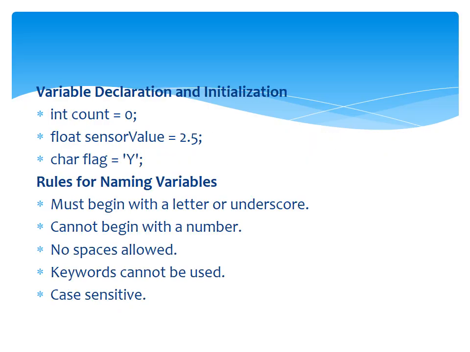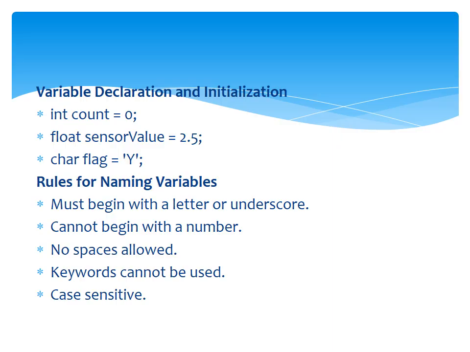Now, variable declaration and initialization: you can see int count = 0. We already know that you have a data type followed by a variable name, so that can be initialized as 0, or if you want some other value, you can assign it, with a semicolon at the end. And you have float with a value, a char flag with a value given within quotes.